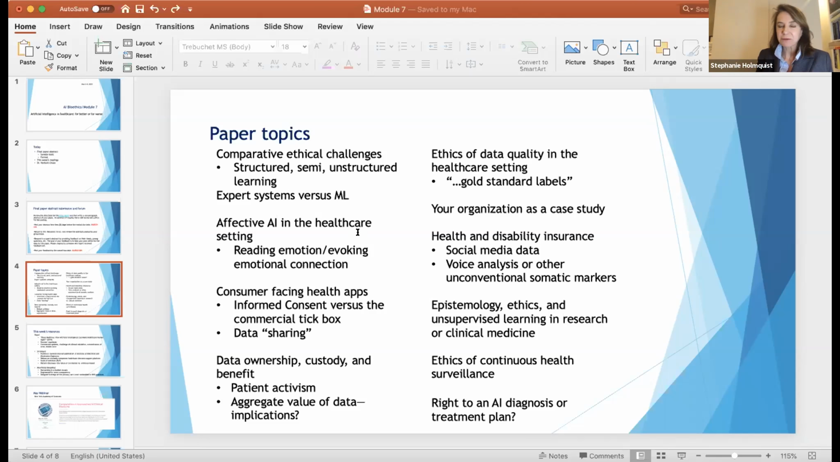On a completely different tack, you can think about affective AI. Affective AI is AI that reads emotions, and also I think a good quality definition of affective AI is that it provokes emotions as well. So you can think about interfaces in the clinical encounter where a patient is in contact with a machine, a device of some sort, an applications interface, and that, sorry.